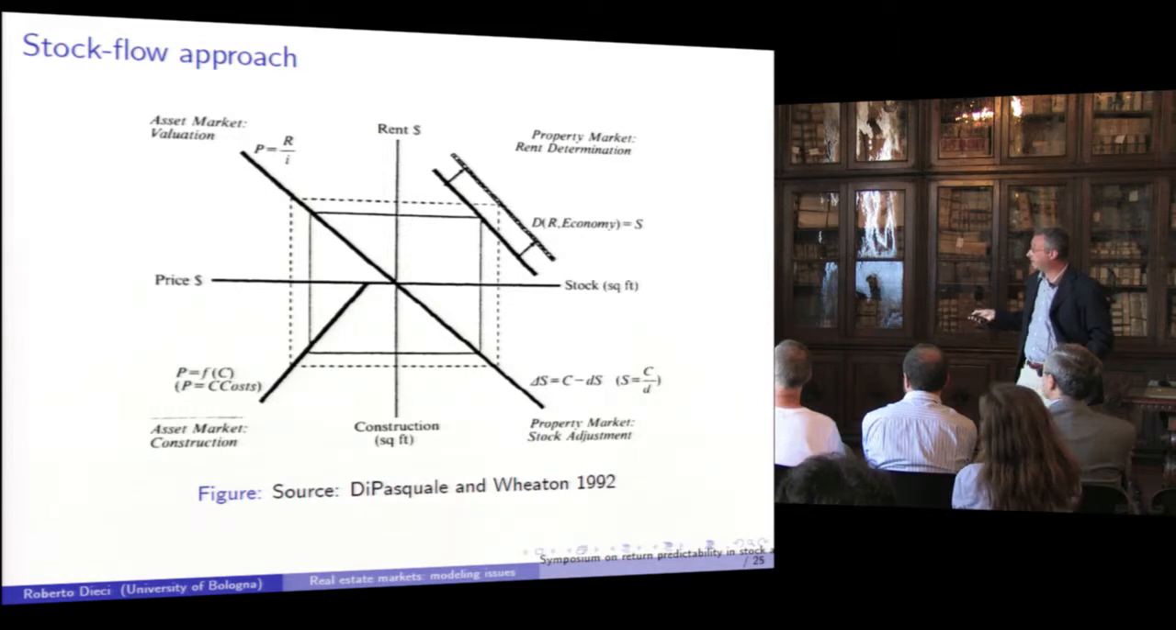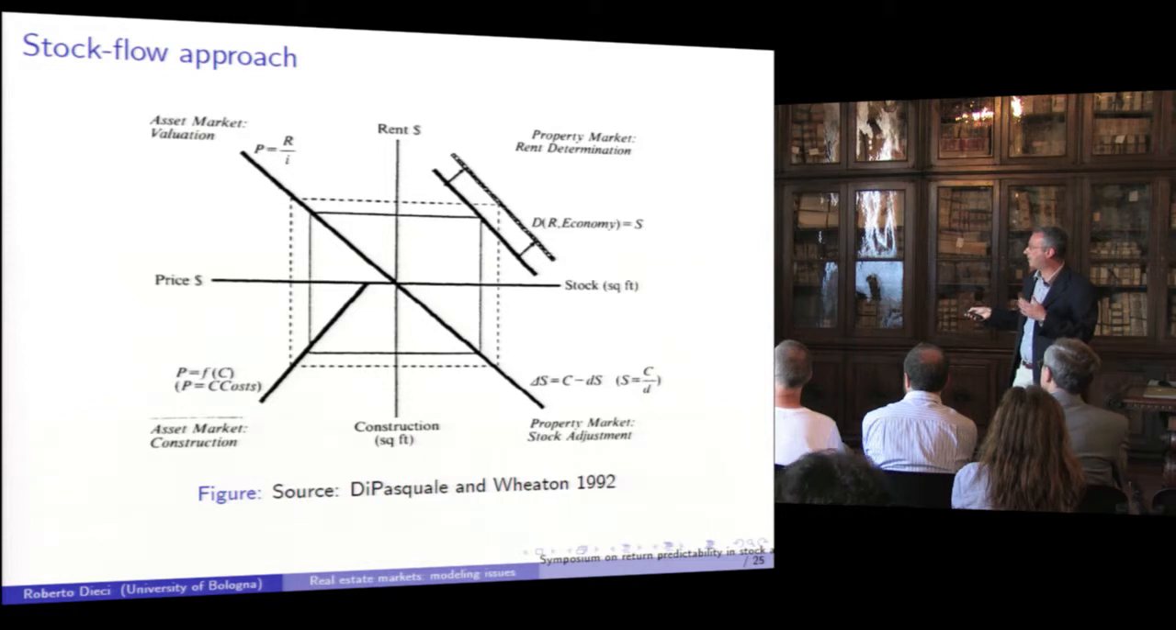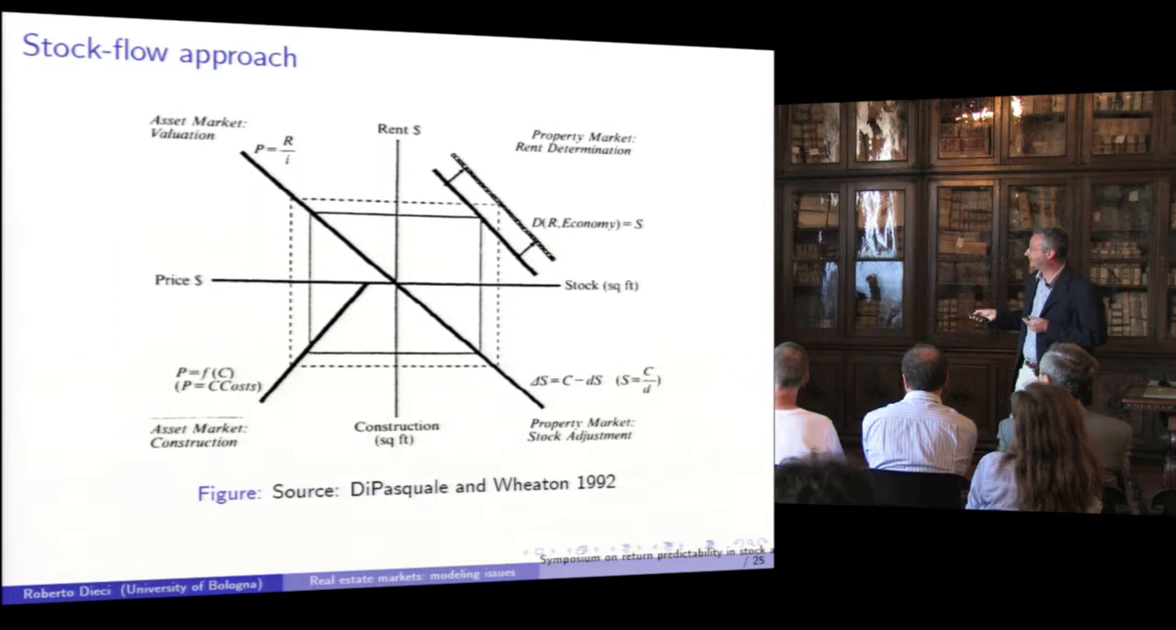This is clearly an equilibrium configuration, but it is useful because it offers comparative statics. I can, for instance, assume a shift of the inverse demand curve for housing services because of population growth and other factors, and see what happens to the price and to everything, okay? But what is missing in this model is the adjustment mechanisms, of course.